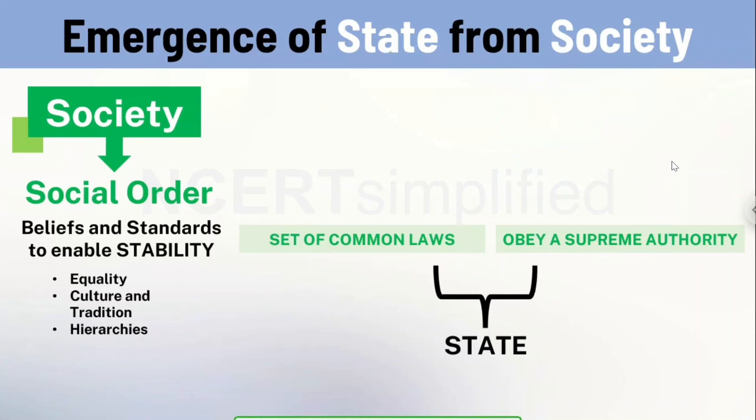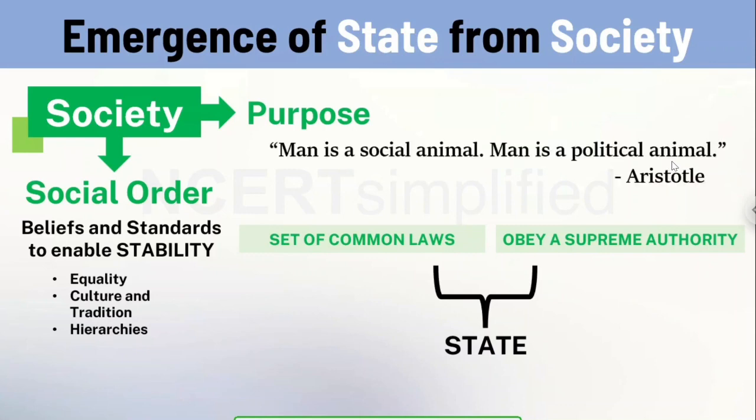Another reason how society leads to the existence of state is that in society, we want a purpose. As Aristotle mentioned, man is a social animal, man is a political animal. It is a tendency of humans to create a political system to give a purpose in our lives, to give a purpose in society. So that's how state has emerged from society, right?